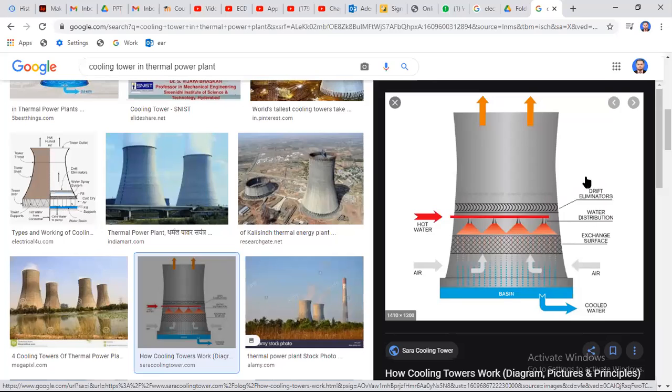This is the same thing which I already saw in a steel mill during my internship. After that, the water is collected at this level, that is the basin, and cooled water can be extracted, that is further provided to the economizer.